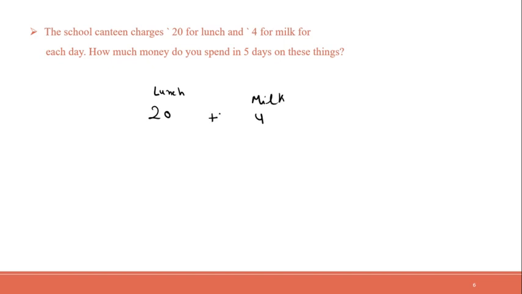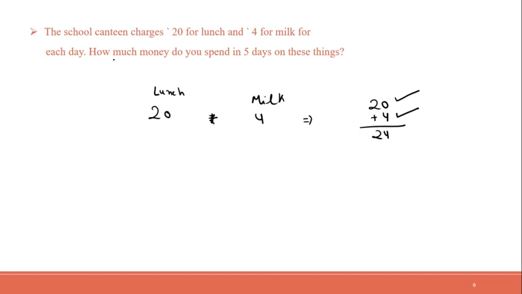So I ask you, what if you want the lunch and the milk? How much should you pay for one day? So you will give 20 for lunch and 4 for milk. You will add this and you will get 24, right? You have to pay 24. Why? 20 for lunch and 4 for the milk, right?